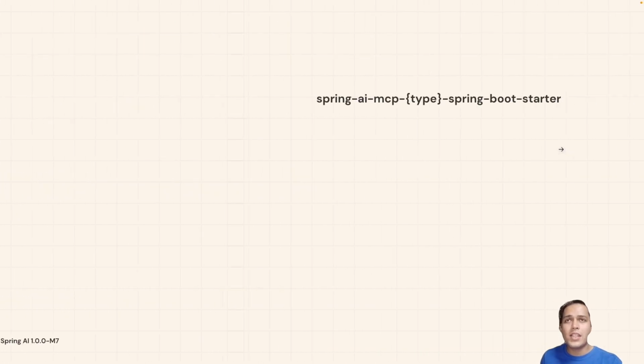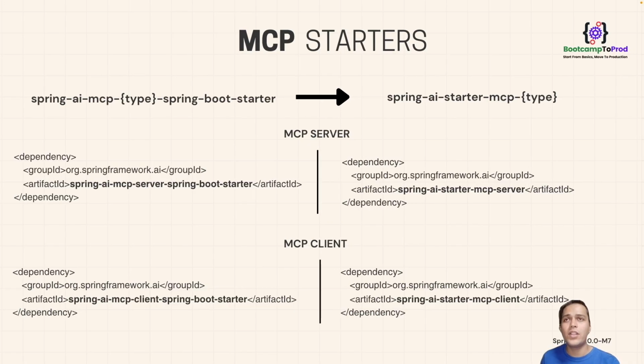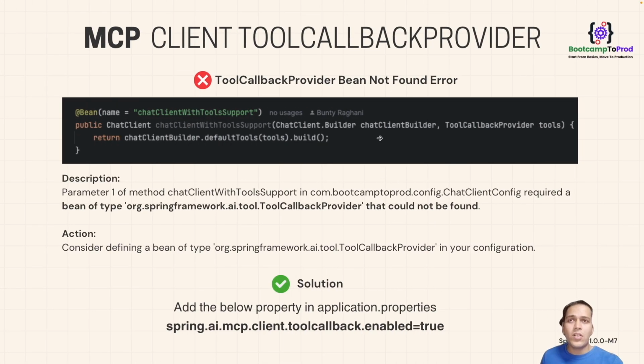Now same is the case with the MCP starters. If we have to create the MCP server or client, this is how the earlier artifact ID used to look: spring-ai-mcp-server-spring-boot-starter. But now this is how it will look: spring-ai-starter-mcp-server. Same is the case for MCP client. So these were the changes related to the starter artifacts that have been made with version milestone 7, or version 1.0.0.